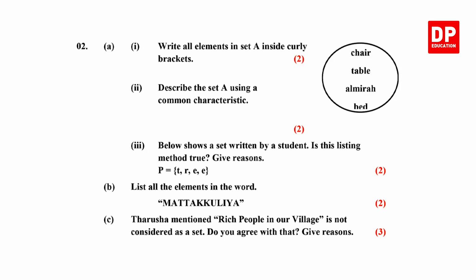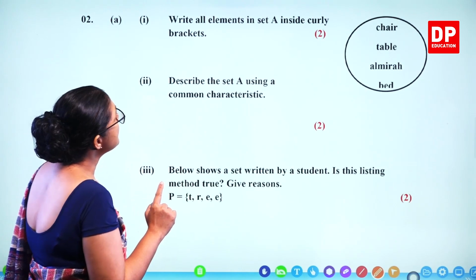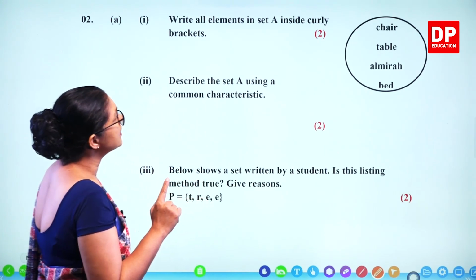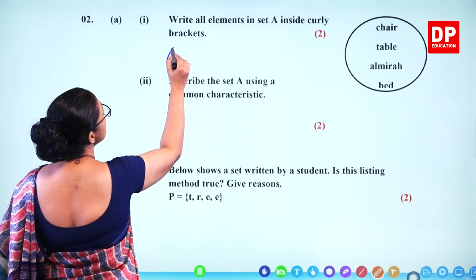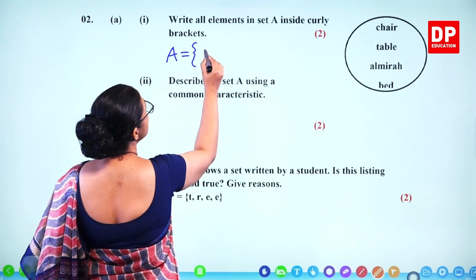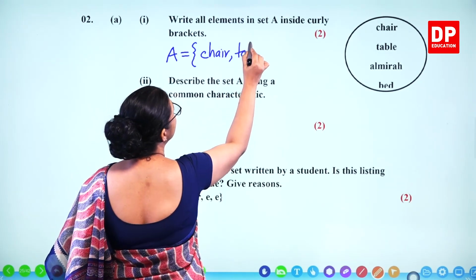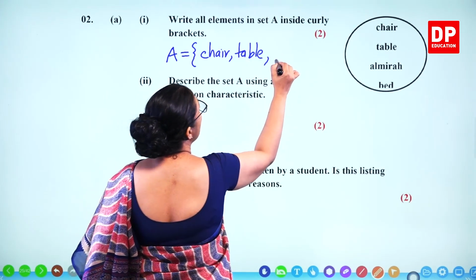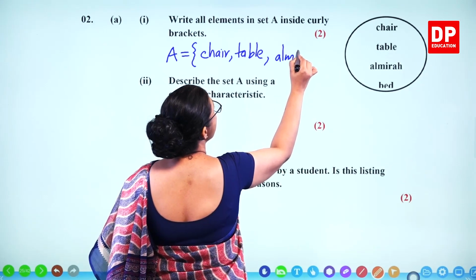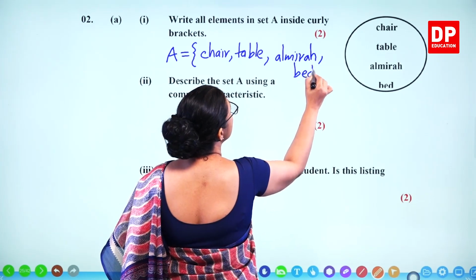Question number 2. Write all elements in set A inside curly brackets. So this is set A. So you can write in curly brackets all elements: chair, table, almirah, and bed.